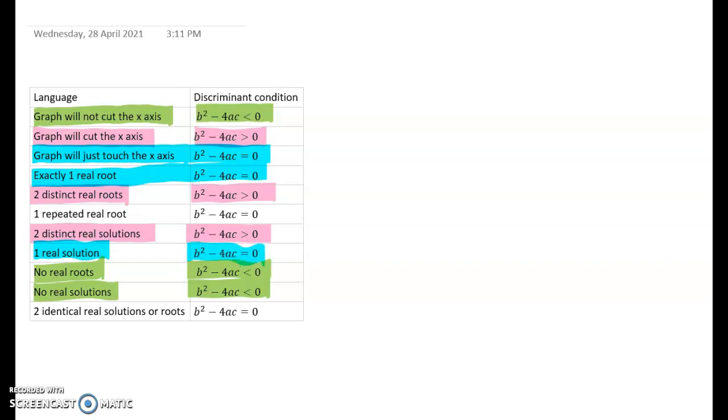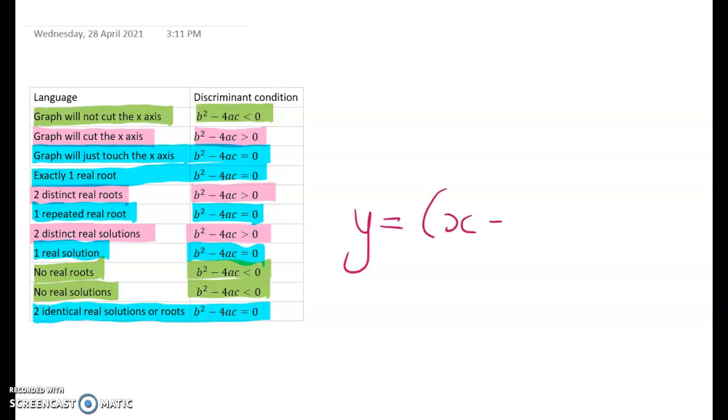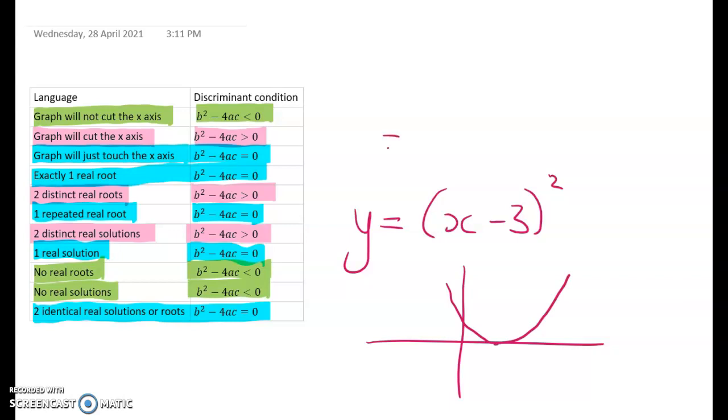Or now 2 that are a bit different: 1 repeated real root, or 2 identical real solutions or roots. Where that's coming from is this idea that if we've got, for example, y equals x minus 3 squared, most people would think of that as having 1 real root, which is x equals 3. But we could say that that's the same as having x minus 3 times x minus 3, right? So we call that a repeated root or a repeated solution.